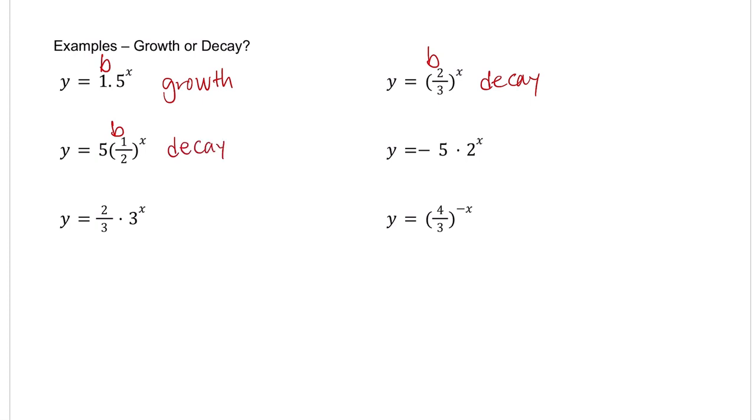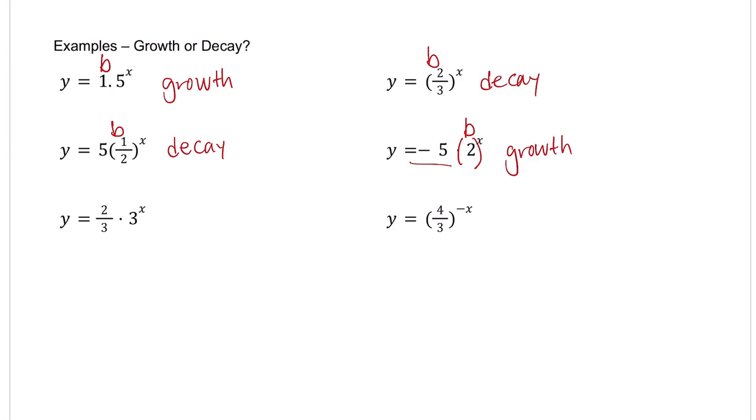Next, y equals negative 5 times 2 to the power of x. You can write parentheses around the 2, and that is our b value. The b value is greater than 1, so it's growth. Also, we see that there is a negative 5 for the a value, and that just means this exponential function is vertically reflected over the x-axis.